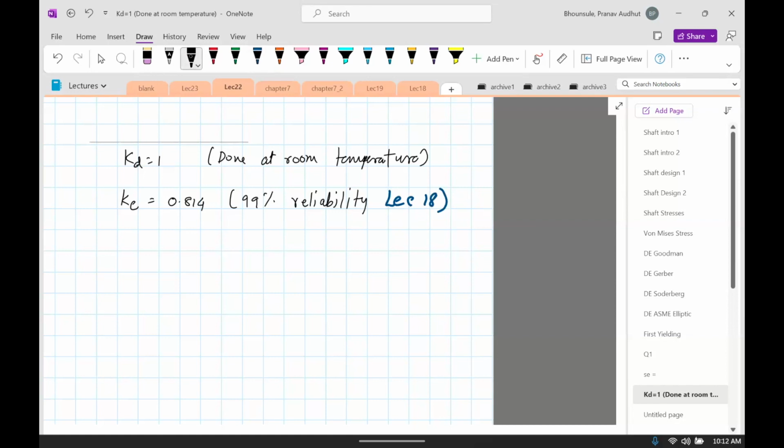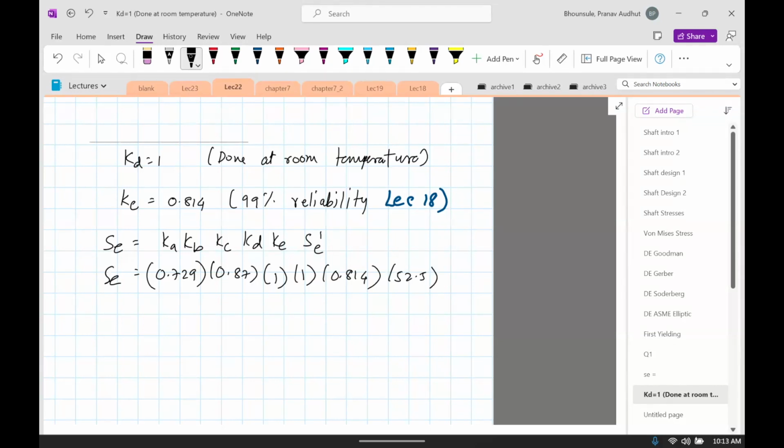Okay, so now we have all the factors. So now we are ready to compute Se. It's Ka, Kb, Kc, Kd, Ke, Se prime. Ka is 0.729, Kb is 0.87, Kc is 1, Kd is 1, Ke is 0.814, and Se prime is 52.5. Okay, so we are all set. Se is 27.1 kpsi. Okay, that completes the calculation of Se.